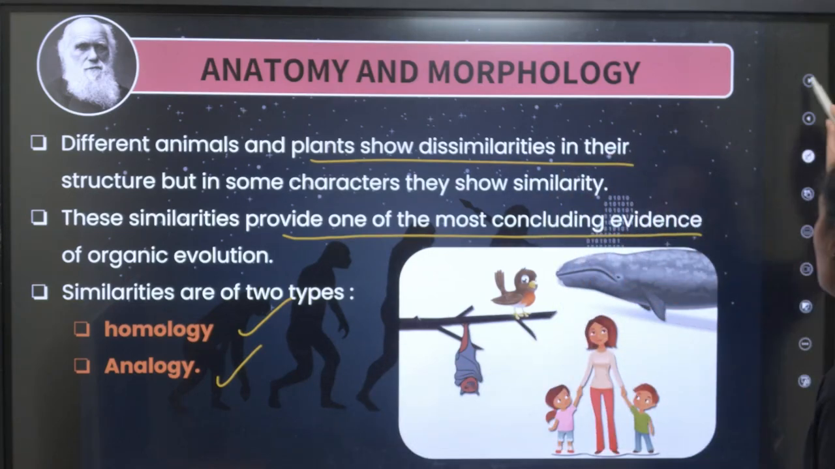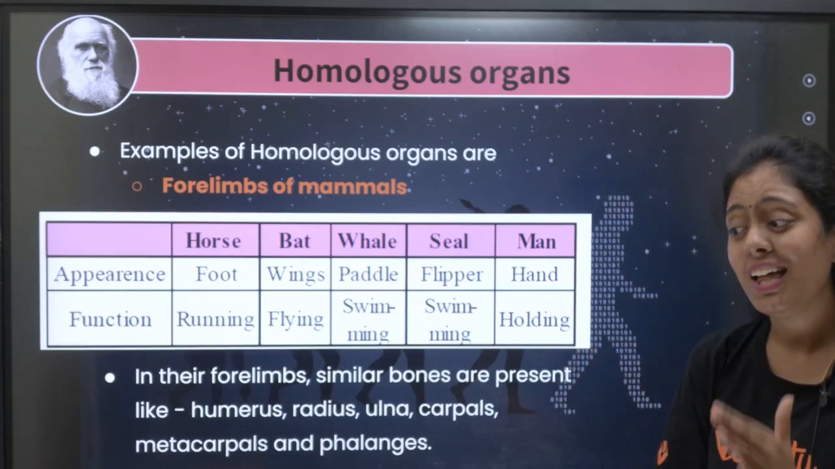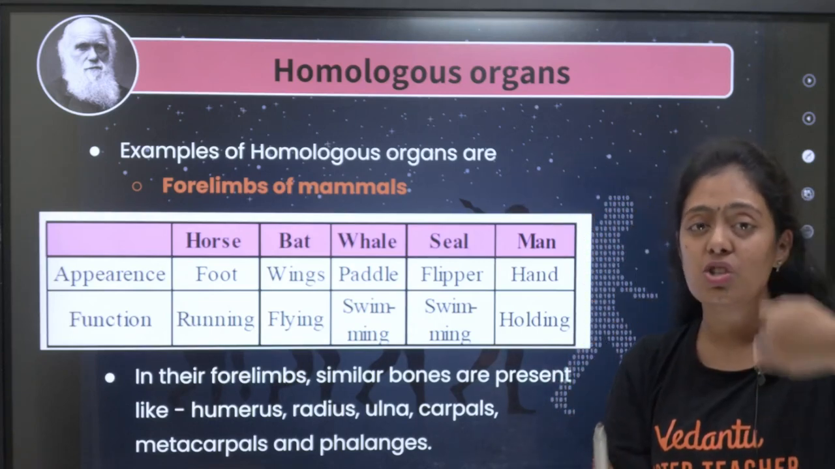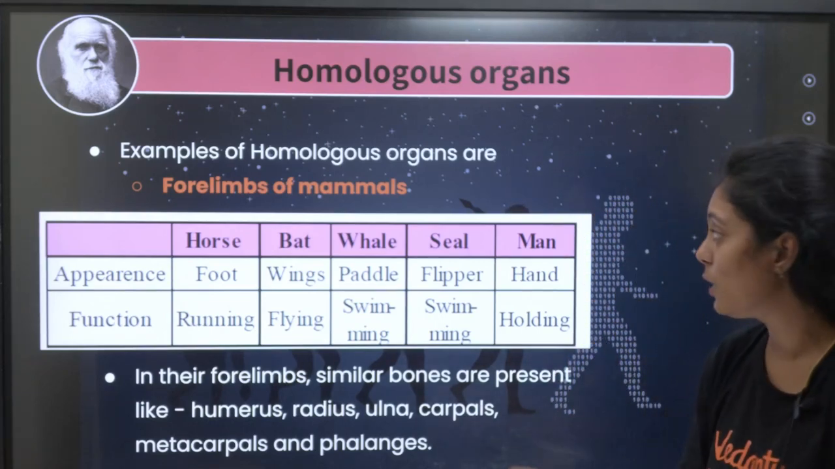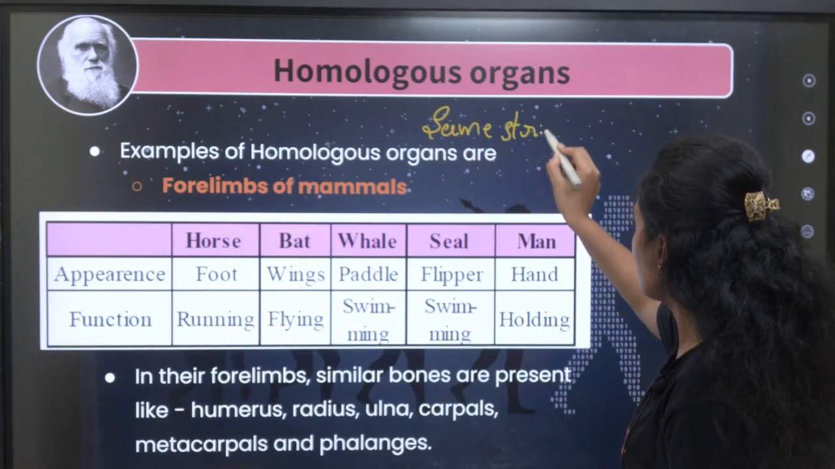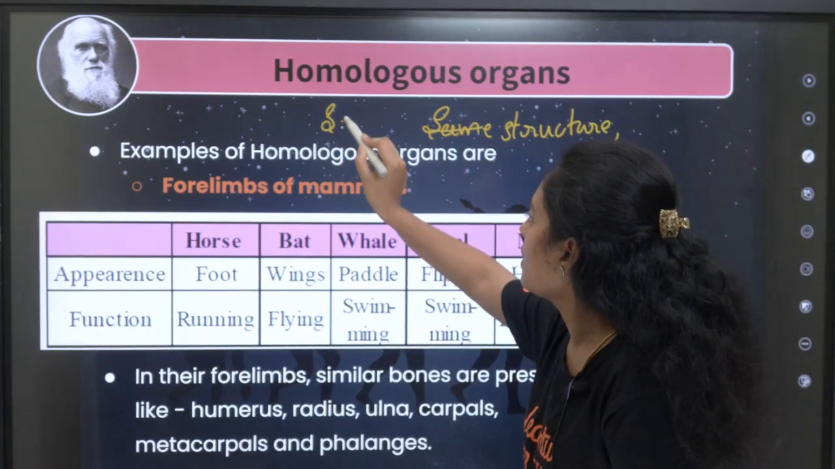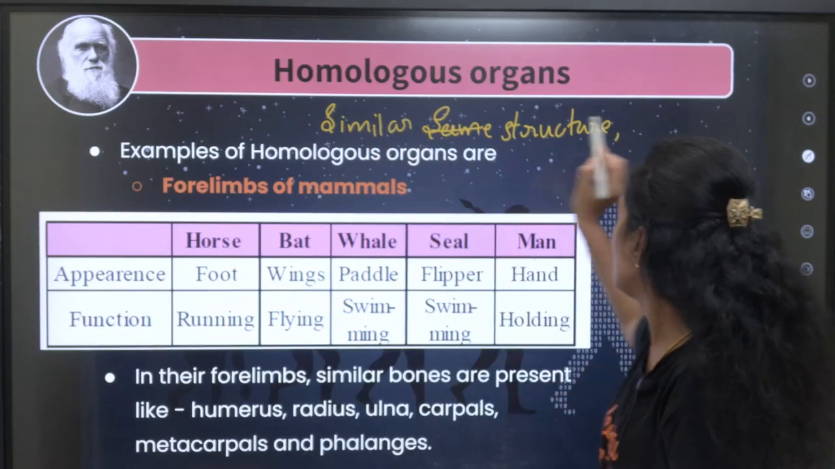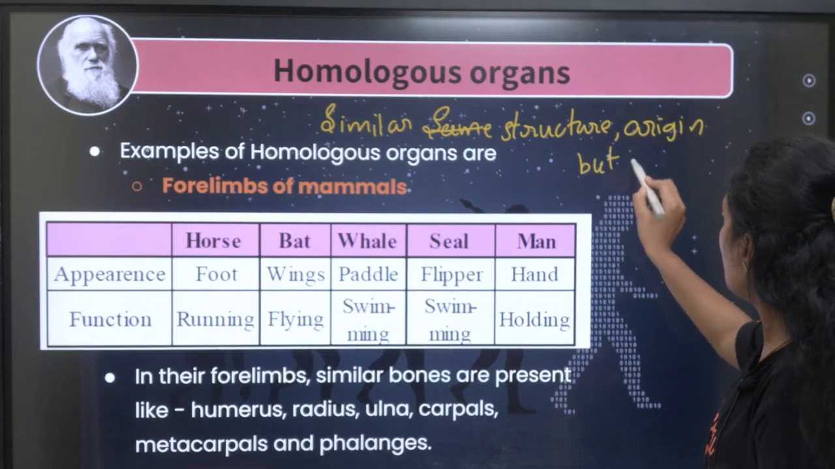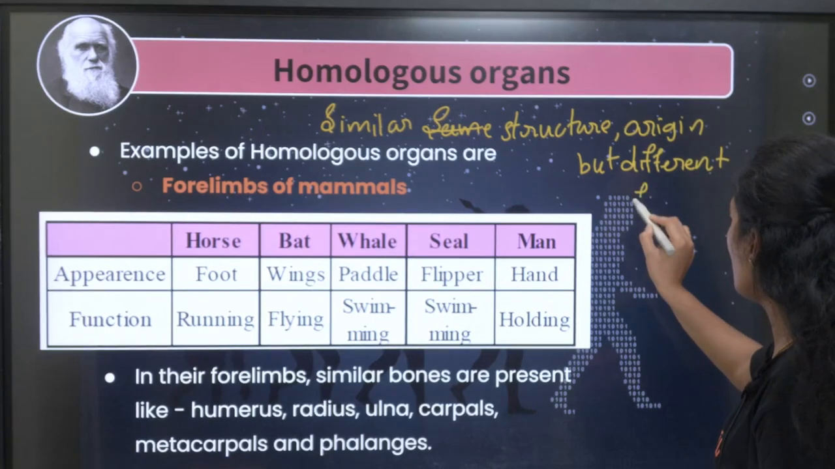Okay, so let's try to understand this. Very, very important. What is homology? Homology means they have the same structure. They have the same origin, but their function is different. How to write it? You can't say exactly the same, say similar structure, origin, but different function. That's why we call it homology.